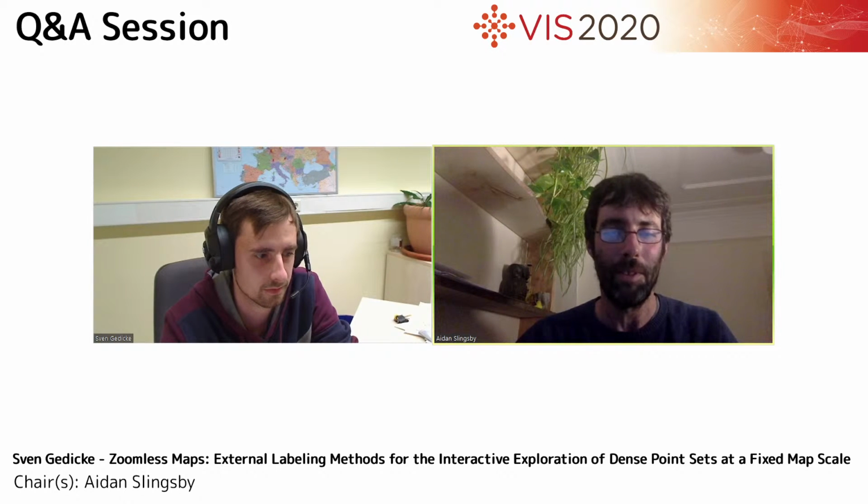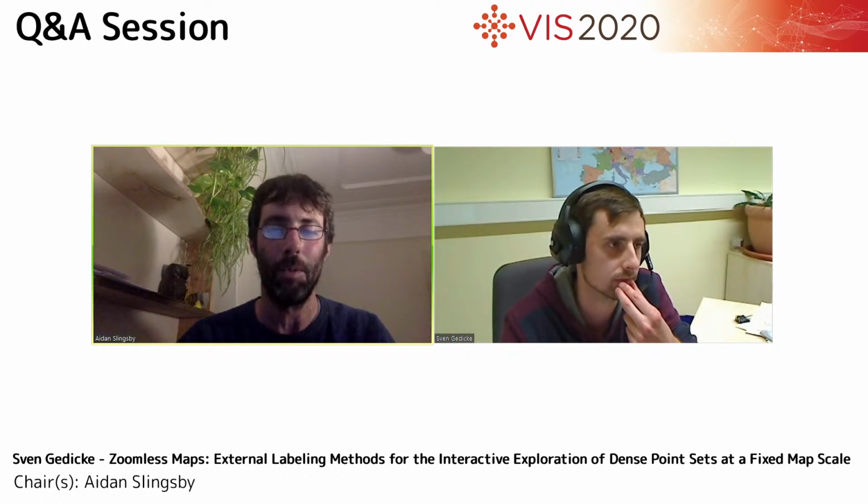Good. Indeed. Okay, thanks again. Okay, we're going to move on to the next paper, which is by Yalong. He's going to talk about how to use, he'll be comparing color and height for encoding quantities on a map in an immersive setting. So I'll hand over to Yalong now.